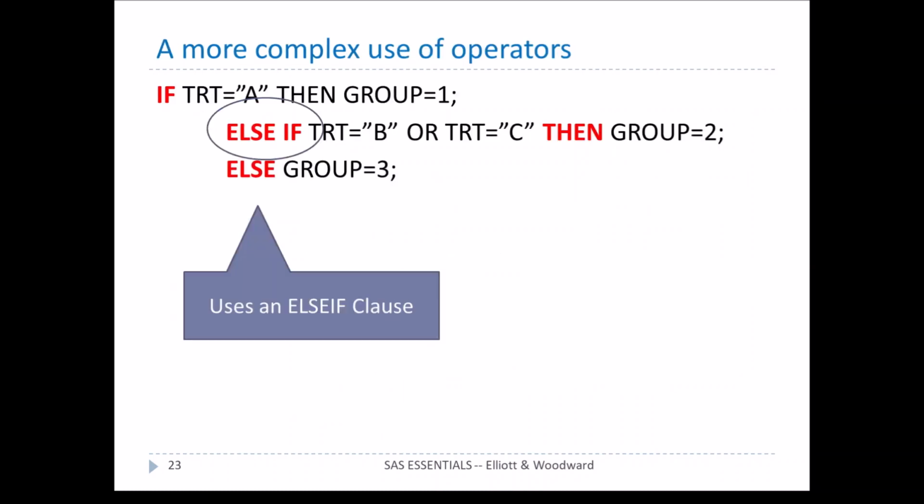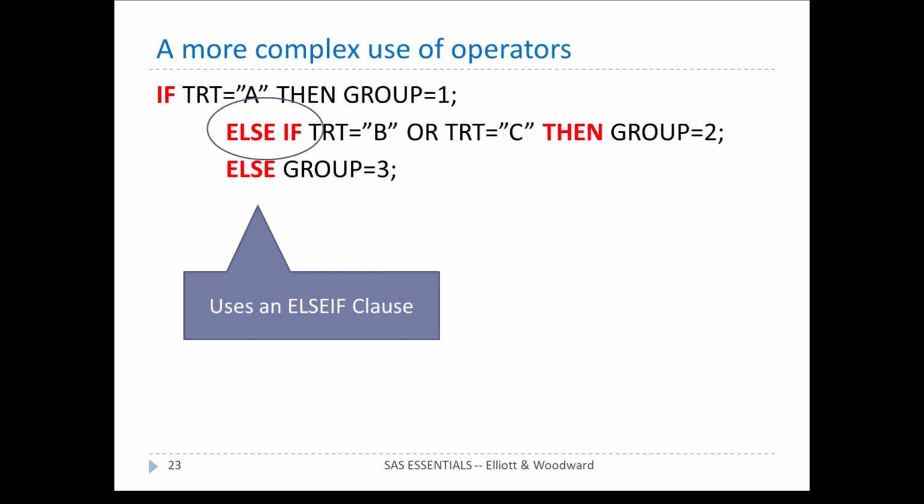Here's a slightly more complex use of the operators, and we're adding something called an else if statement. So if treatment is A, then I'm going to say group is 1. Else, if treatment is B or treatment equals C, then group equals 2. Else, group equals 3. So here we have 3 different conditions to place people into various groups.